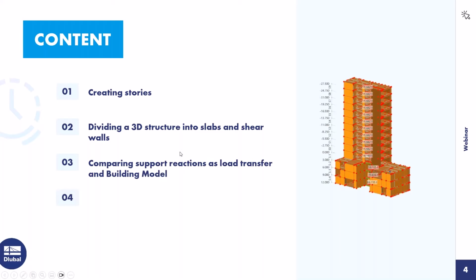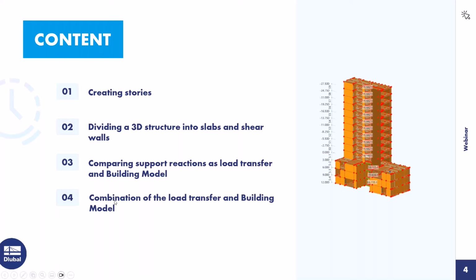And in order to understand how the building model add-on works, I will also explain the comparing of a support reaction as load transfer. It's a little bit of a hidden function in RFEM 6, but in my opinion, it is perfect for understanding how the building model add-on works.